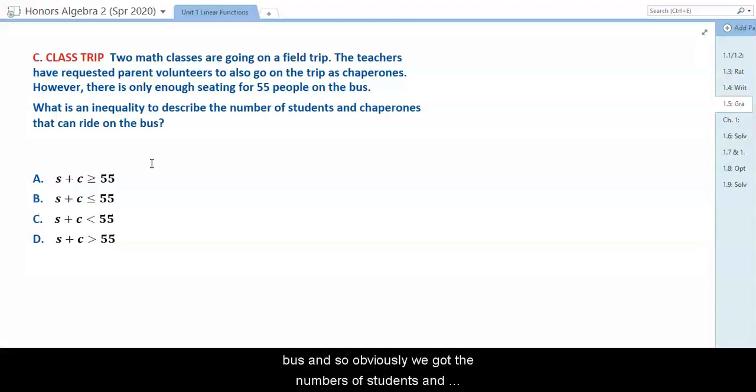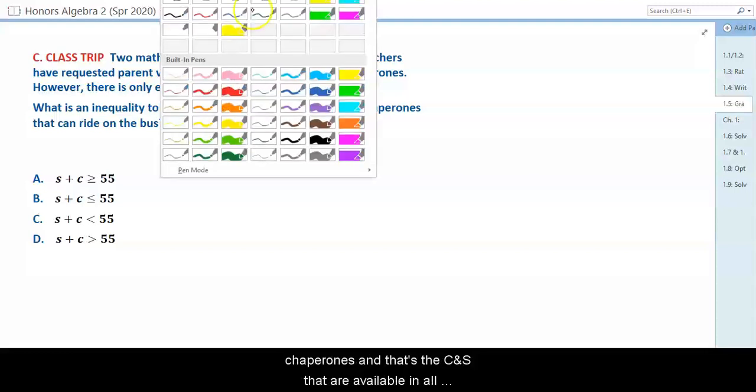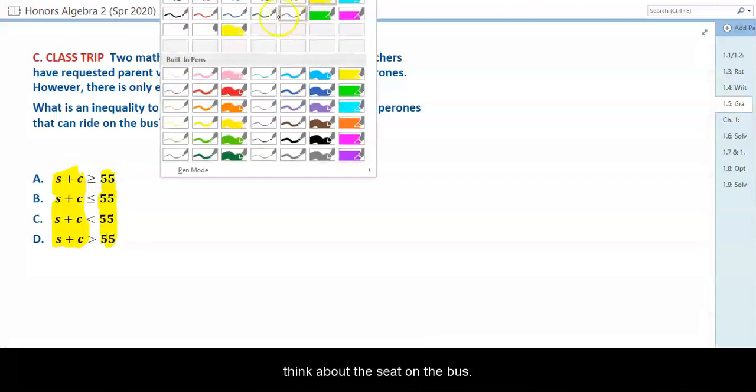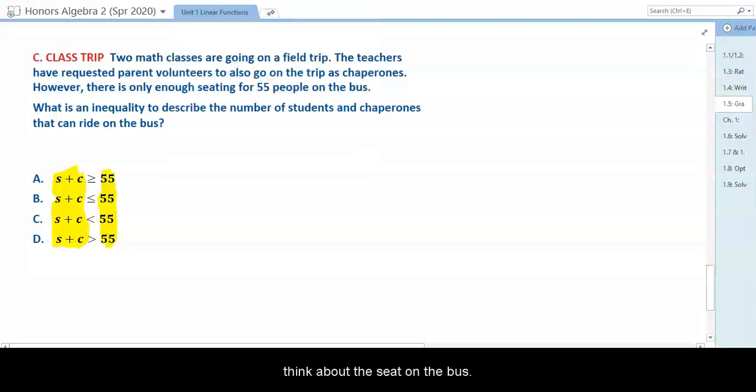And so obviously we've got just the numbers of students and chaperones, and that's the C and S that are available in all 4 of these options here, right? So that part's not changing in our 4 options. And the 55 doesn't change, right? So all that's consistent in our 4 options. The question is, which inequality can we have? And so think about the seats on the bus.